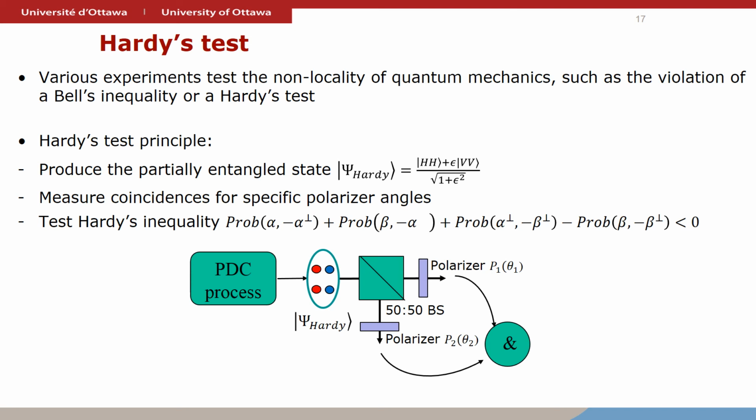Then you will do measurements of coincidences for specific polarizer angles, for polarizer P1 and polarizer P2. And then you will test Hardy's inequality by computing the sum of the probabilities for 4 different sets of angles for the polarizers P1 and P2. And if the sum of those probabilities is lower than 0, then you can claim that quantum mechanics is non-local.